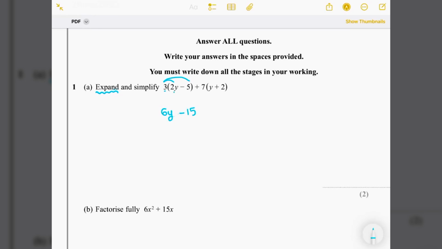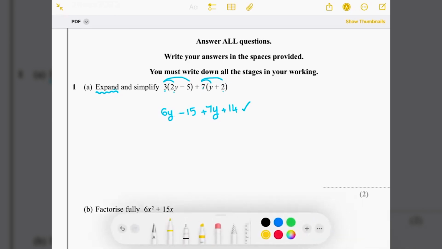Now we're going to do the same for the second set of brackets. So 7 times y and 7 times 2. 7 times y is 7y, and they're both positive, so I'm going to put a positive 7y there. 7 times 2 is 14, and again it's a positive 14, so I'm going to write plus 14. So I've expanded. Now I need to simplify.